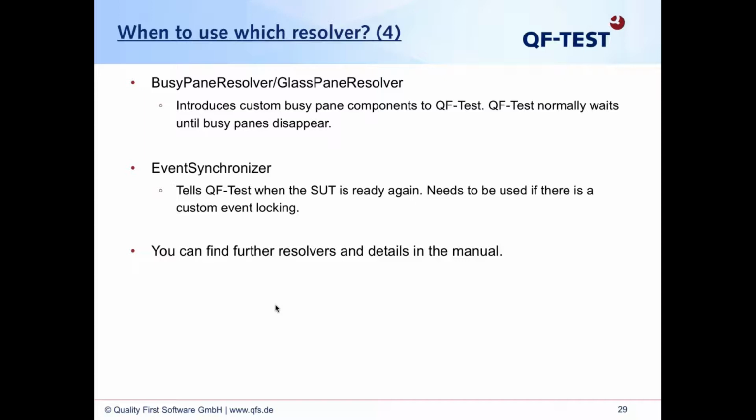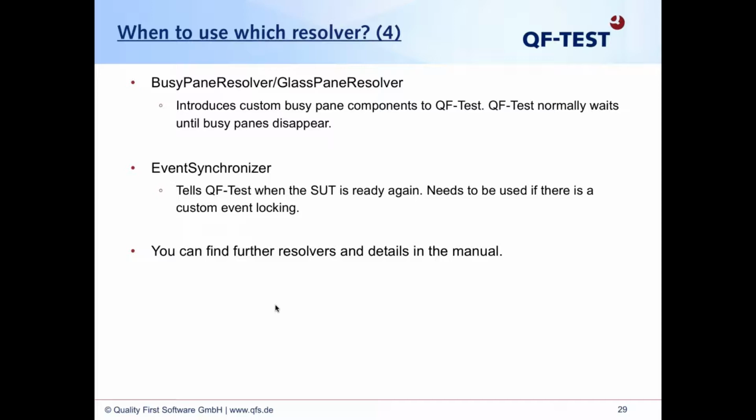And then there's the busy pane or glass pane resolver and the event synchronizer, which you use to help QFTest wait until it can send the next event. QFTest has a pretty sophisticated syncing algorithm which tries to find out if the application is still busy or not, or if you can now look for the next component or click on the next button. Sometimes the automatically detected glass panes or busy panes do not match the one you have in your application. Maybe you have a special spinner or anything like that. Then with a busy pane resolver, you can say, as long as the spinner is visible, my application is busy, so please QFTest, don't issue the next event before the spinner is gone.